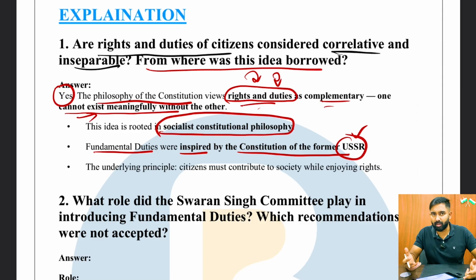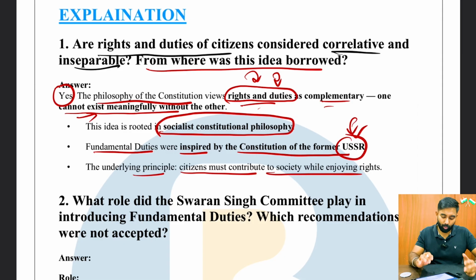So where did we take this from? It was from the former USSR, and the underlying principle is that citizens must contribute to society while enjoying their rights. I hope it is clear.